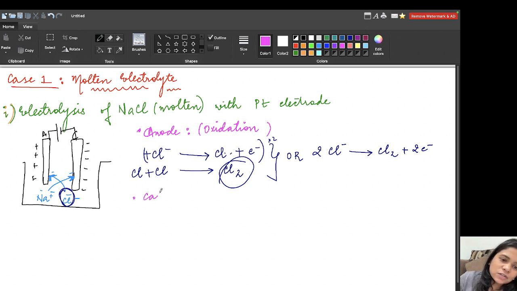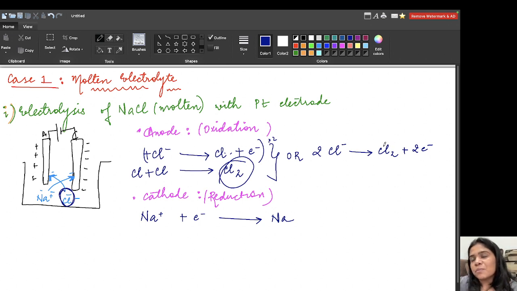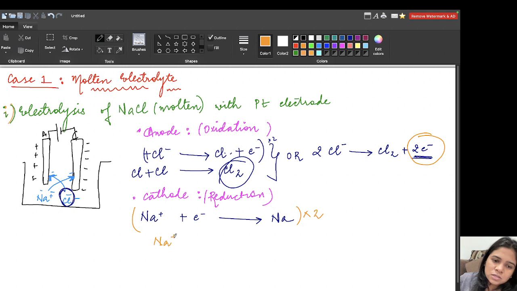Next reaction will happen at cathode. In cathode, what thing went? Cation went. Our cation was Na plus, right? So here your Na plus will be accepting an electron to give you Na, right? But we have studied in previous examples that whenever such kind of reactions happen, you need to balance these electrons, right? So here you have just one electron. Just multiply the whole reaction by 2 so that you get in total 2 electrons. So this one will be 2 Na plus plus 2 electrons giving you 2 Na.